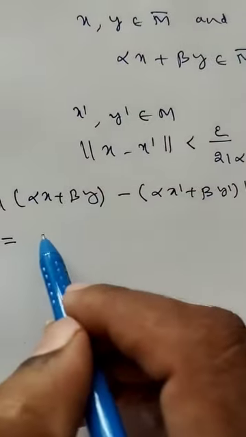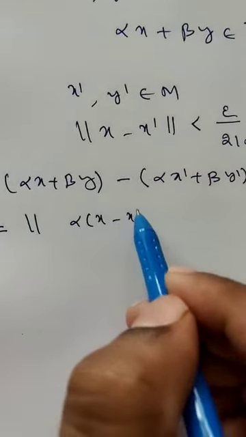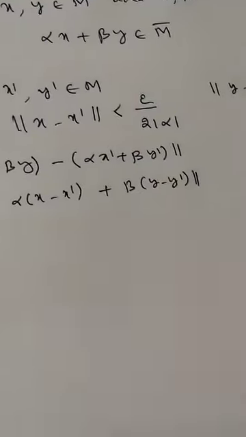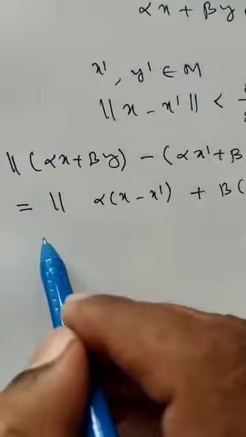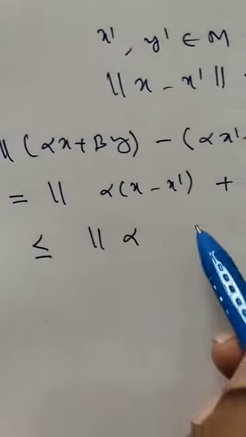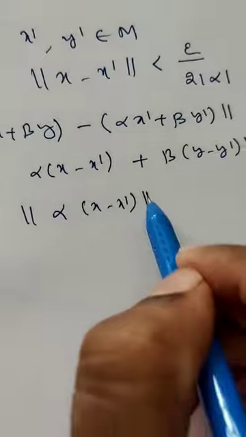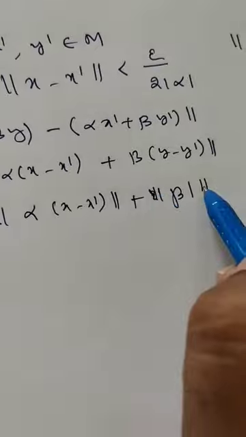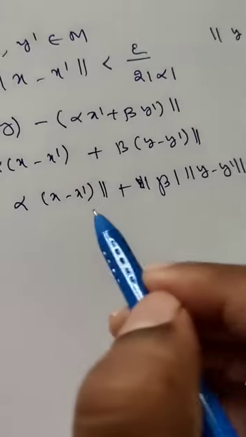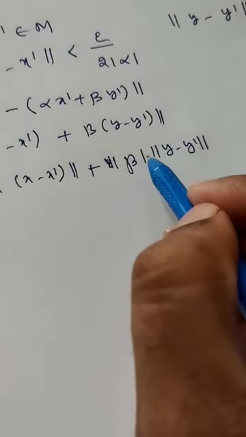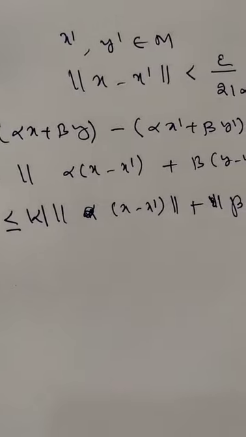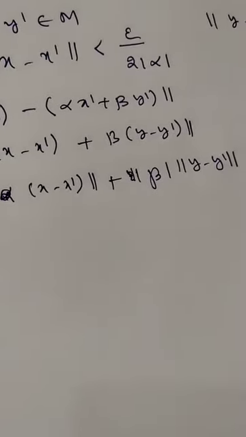So this is, as usual, norm of alpha into X minus X dash plus beta into Y minus Y dash. So according to the definition of a norm, this is less than or equal to norm of alpha into X minus X dash plus norm of beta into Y minus Y dash. Here I split it out. I will take the scalars outside directly. Now, less than or equal to mod alpha into norm of X minus X dash plus mod beta into norm of Y minus Y dash.